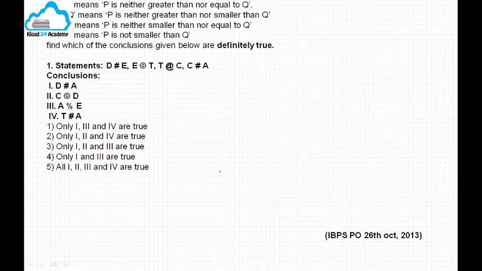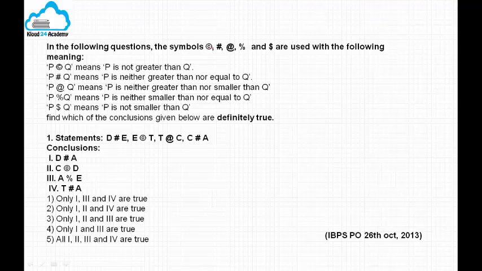Let's solve a question which was asked in IBPS PO 2013 exam. Here is the question. In the following questions, the symbols copyright, hash, at the rate, percentage and dollar are used with the following meanings. जो हमने last time किया है, try to solve with me now. P copyright Q means P is not greater than Q. P Q से बड़ा नहीं है. That means it can be smaller than or it can be equal. या तो छोटा होगा या बराबर होगा क्योंकि P Q से बड़ा नहीं है.